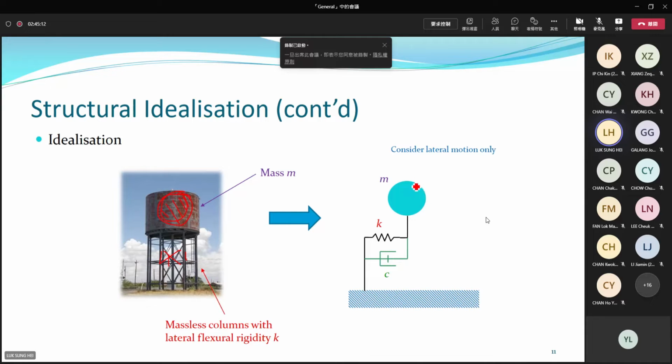That's why you can put a big mass at the top with a value equal to m. You may call this the lump mass assumption. Lump means concentrated. This is a value-used assumption. Then what about the columns? We ignore the column mass.